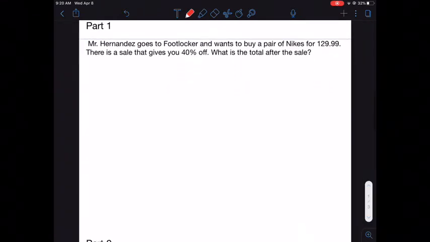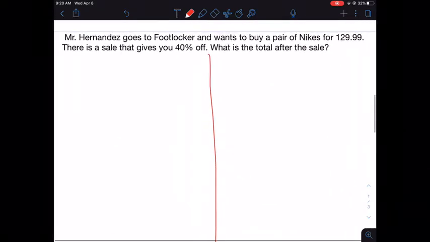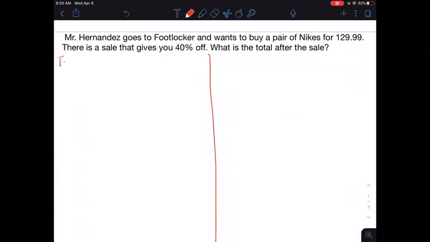So now, there are two ways to do this. The first way, the total for the shoes is $129.99. The sale is 40%. The total percent is $129.99 because that's how much the total is for the shoes. That is 100% of the cost, and you want to take away 40%.